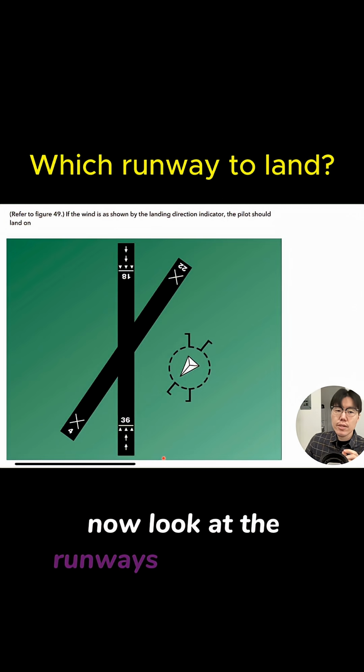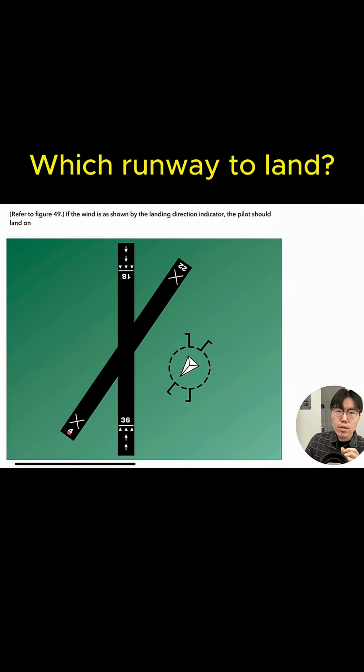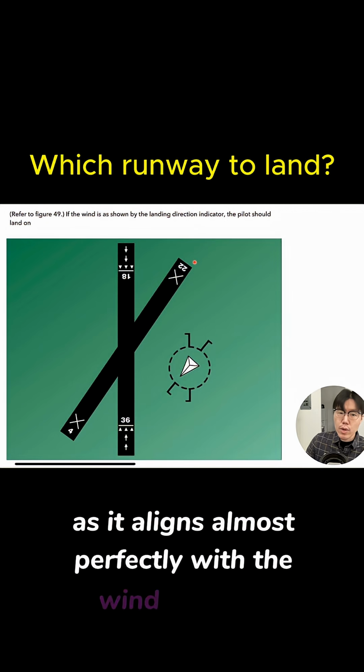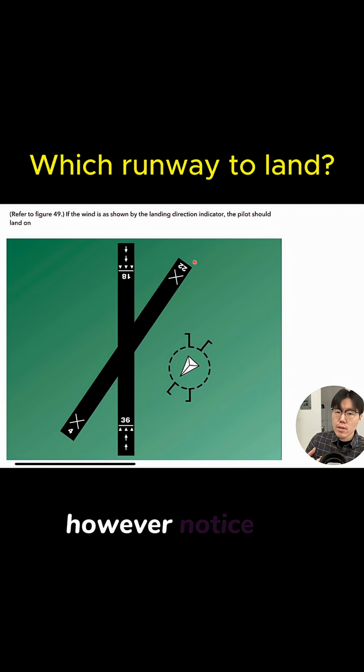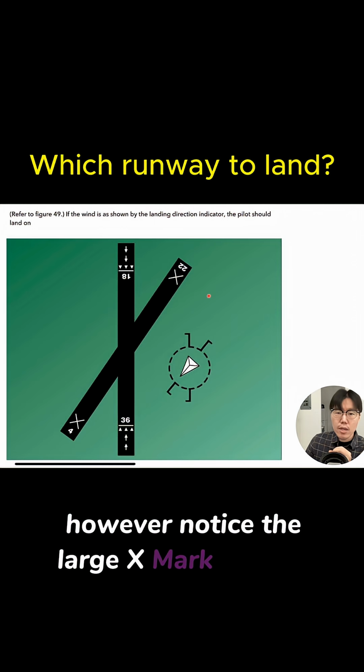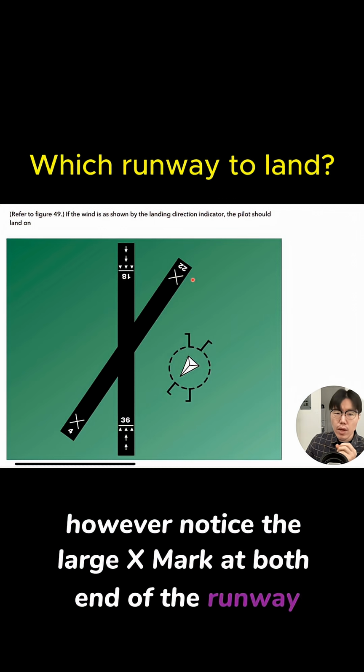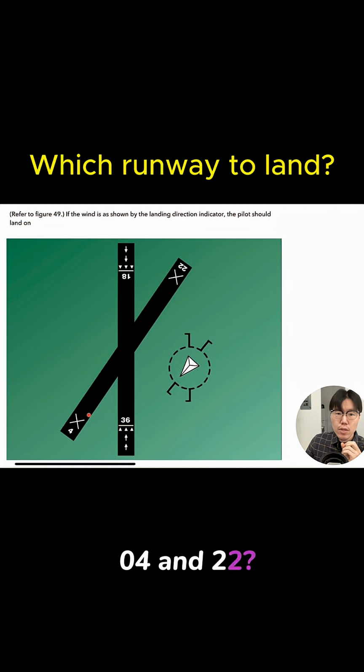Now, look at the runways. Runway 04/22 might seem like a great choice for southwest wind as it aligns almost perfectly with the wind direction. However, notice the large X mark at both ends of runway 04 and 22.